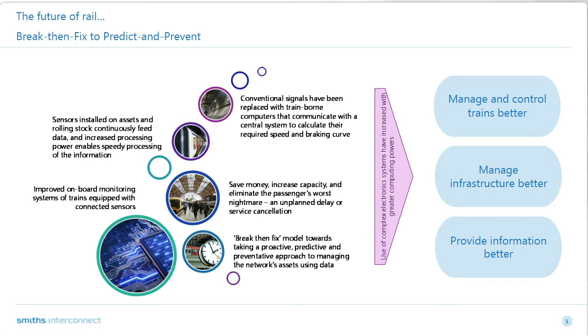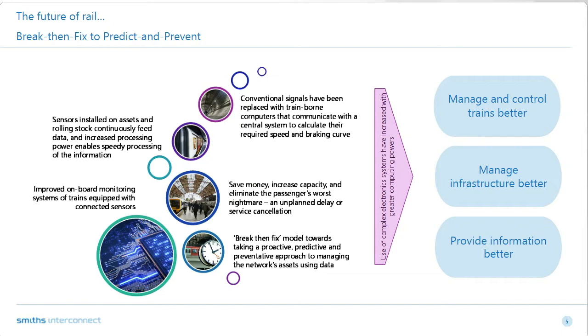So when you understand this and you talk to them about how they're deploying their technology, we have found time and time again, in different shapes and forms, they're using complex electronic systems with increased computing power to implement this technology. Why? Because ultimately they want a better experience for their customers. So in some ways they want to manage and control their trains better, manage their infrastructure better, or provide timely information to the customers in a better way.